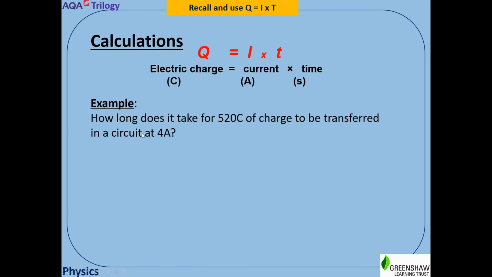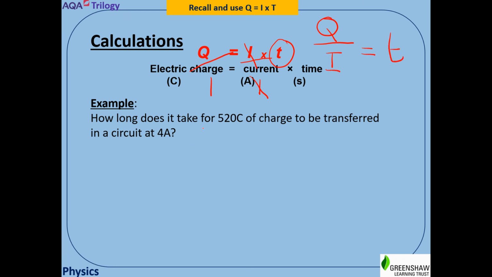Okay, so final one, we now need to rearrange the equation the other way round. How long does it take for a charge of 520 coulombs of charge to be transferred in a circuit of 4 amps? So this time, we're now looking to make T the subject of our equation. In order to remove the I on this side, we're going to need to divide by I, which means we must therefore divide this side by I. I cancels out on the right, so our equation for this is Q divided by I equals T.